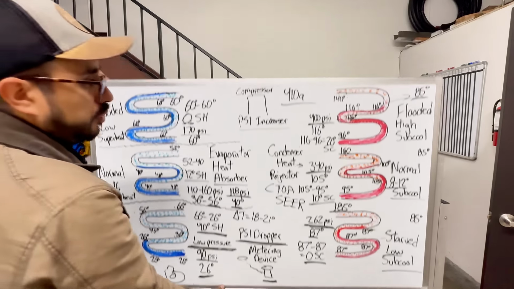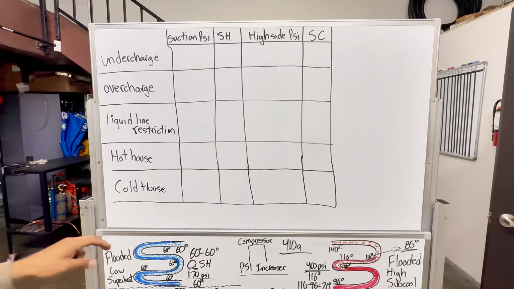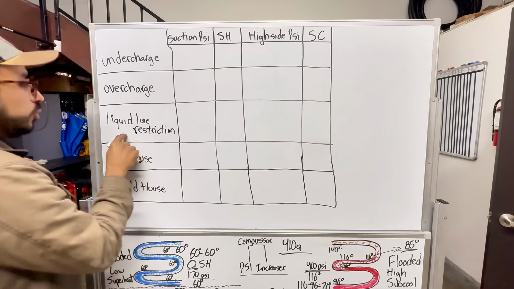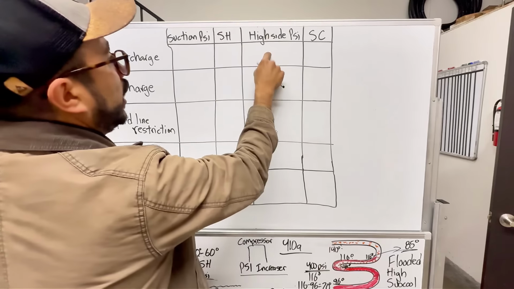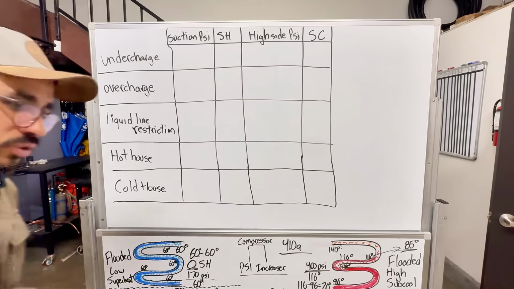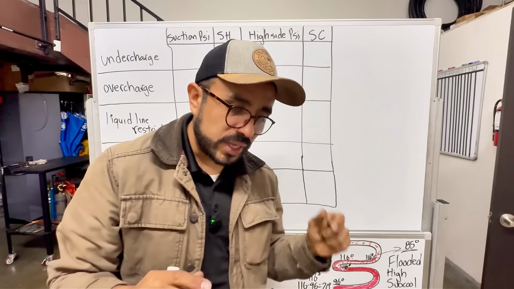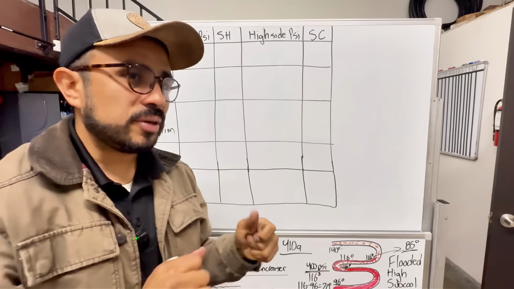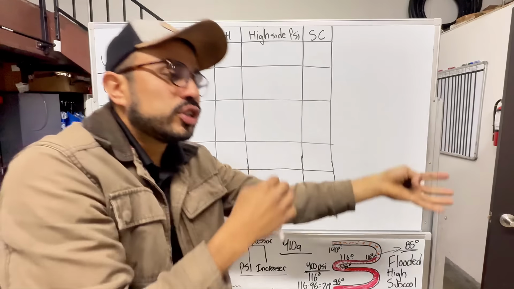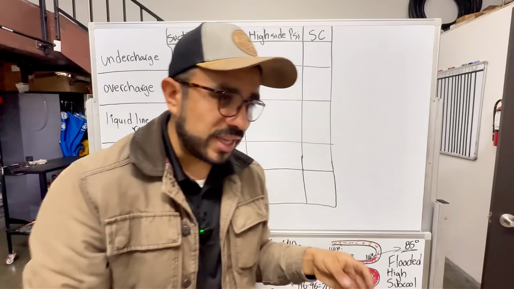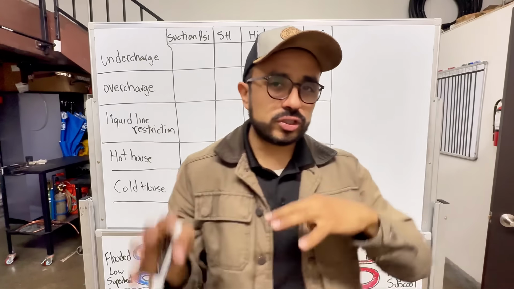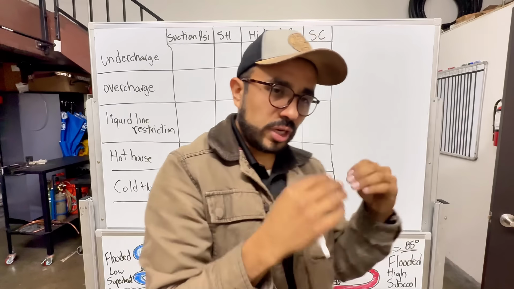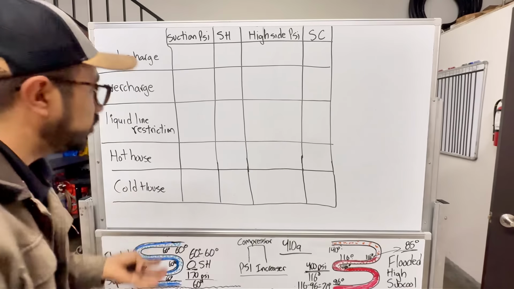So when it comes to this, and we're going to talk about this right now, a system that is undercharged, overcharged, liquid line restriction, a hot house, and a cold house. Suction pressure, superheat, high side pressure, subcool. Now we are talking about a TXV, and we are talking about the system being severely undercharged and severely overcharged, because we did say that a system with a TXV, if it's slightly undercharged or slightly overcharged, it's going to compensate. So we're talking about a severe undercharge and overcharge.